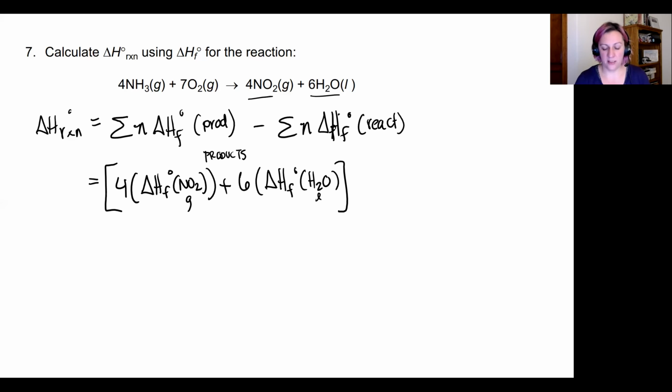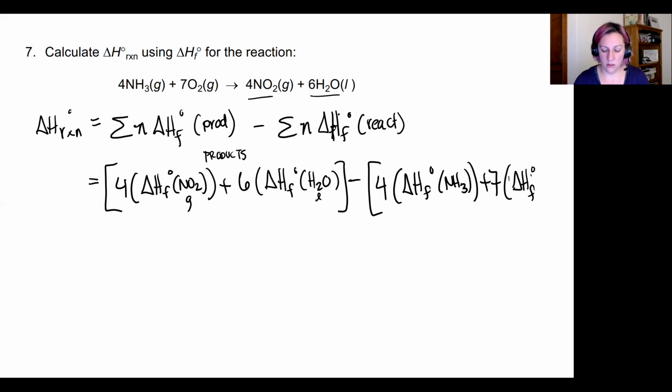And from that, I'll subtract the reactants. So I have 4 ammonia. So I'll have 4 times that standard enthalpy of formation for my NH3, plus the 7 times the standard enthalpy of formation for oxygen gas. All right. So now I'm going to go ahead and go to my table and find these values.